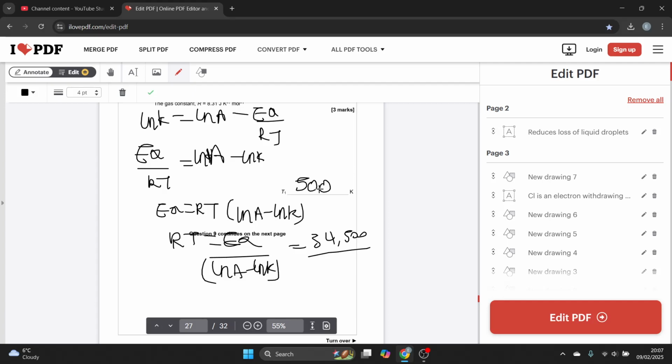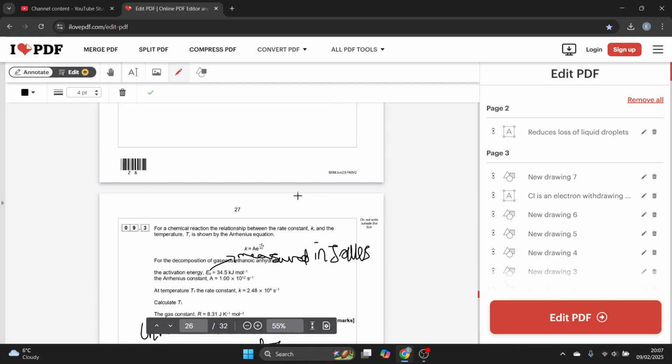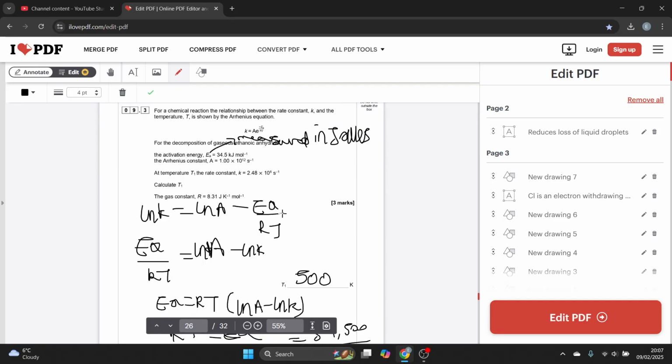And I prefer to do it this way, because I'm so used to the logarithmic form now, because so many questions ask about logarithmic form. In this case, you don't need to. You can just say K over A is e to the power minus EA over RT, and then do it like that. But I prefer to do it this way.